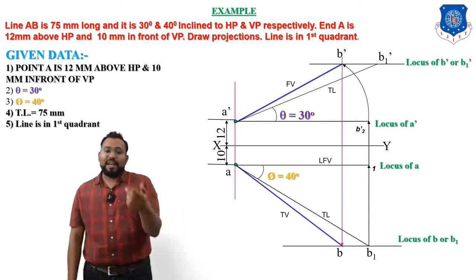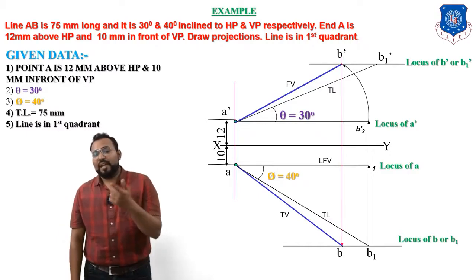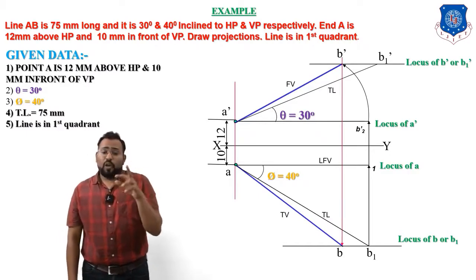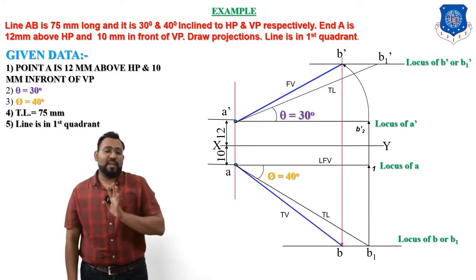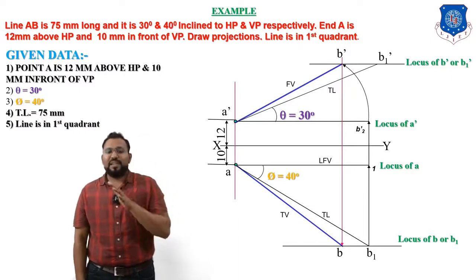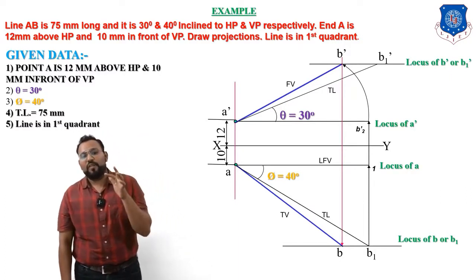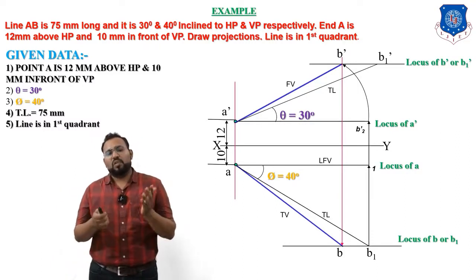Now you can measure the angle of A dash B dash with respect to the XY line, and also the angle of the top view AB with respect to the XY line. So you can now measure angles alpha and beta over here. This is how you can find the front view and top view. In the comment section, give me the values of the front view, top view, and also the angles alpha and beta. So this is how you can solve the problem.